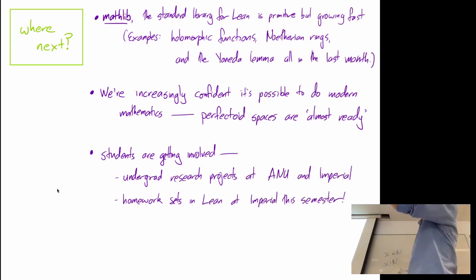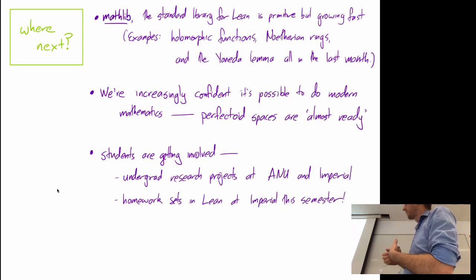I've mentioned this a little bit already. There's this standard library for Lean that people have been working on. It's pretty primitive compared to all of mathematics. It's got a pretty substantial chunk of undergraduate mathematics in it. It's missing a pretty substantial chunk of undergraduate mathematics. It's got a bunch of graduate mathematics in it as well. Some examples are holomorphic functions, Noetherian rings, and the Yoneda lemma, which all landed in the standard library in the last month. Lean can now use all those facts. I'll also admit that the definition of pi also only landed in the last month. So you can see that we're up to different points in different directions.